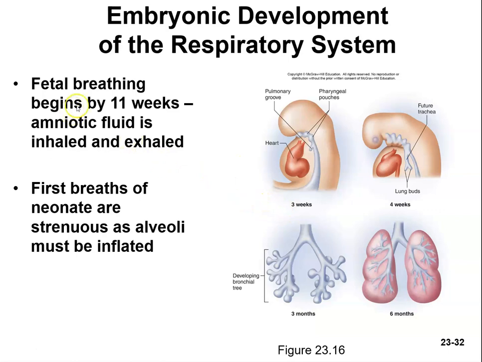Embryonic development. Fetal breathing begins by 11 weeks. Amniotic fluid is inhaled and exhaled. The first breaths of a neonate are strenuous as alveoli must be inflated, right? Taking that first breath, look how small. So 3 months is very difficult. By 6 months, the lungs are finally developed. So if kids are born before 6 months, they're not really likely to survive, or they'll have respiratory issues for the rest of their lives.